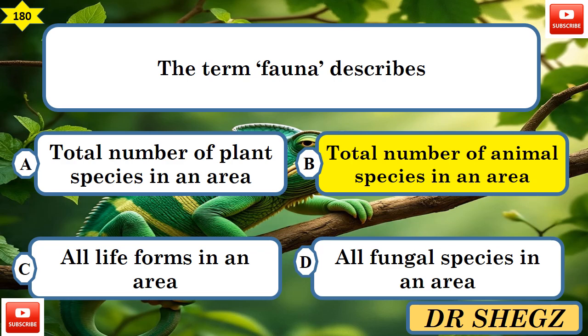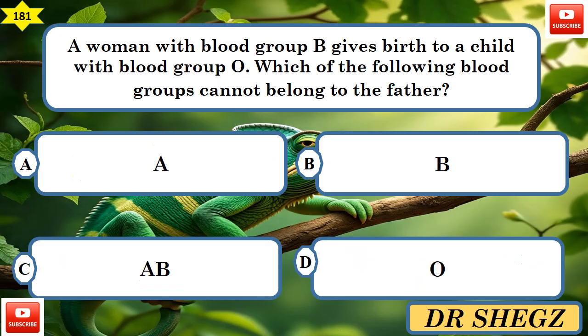It describes the total number of animal species in an area. So fauna describes the total number of animal species in an area.